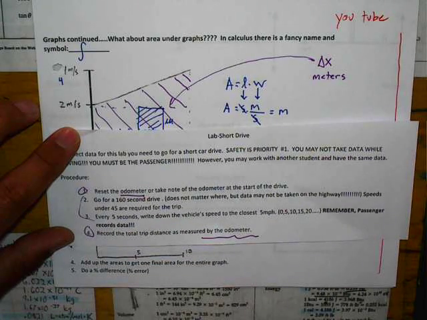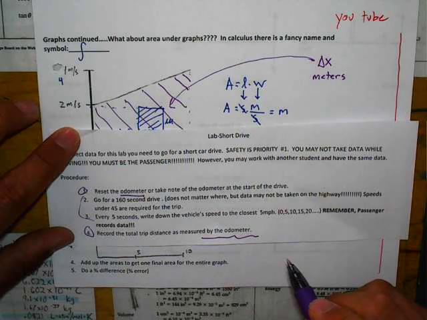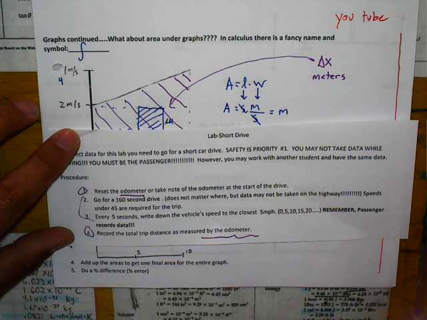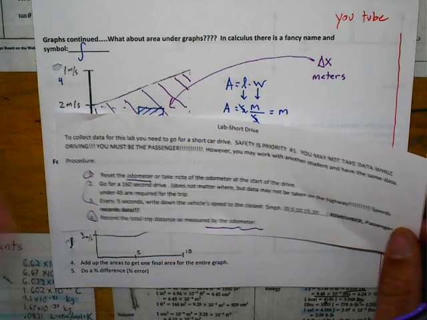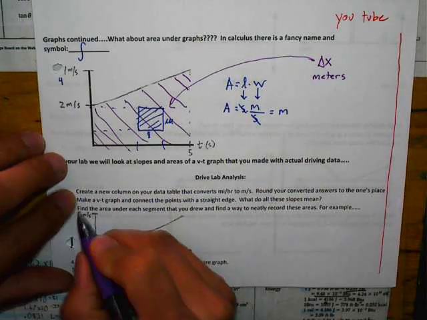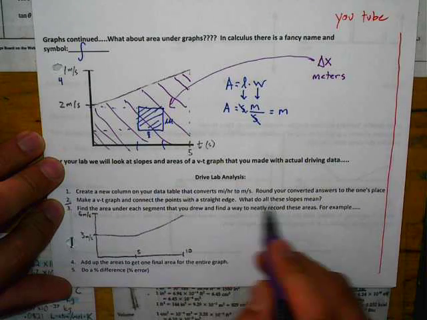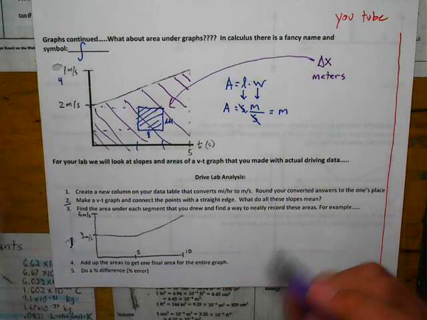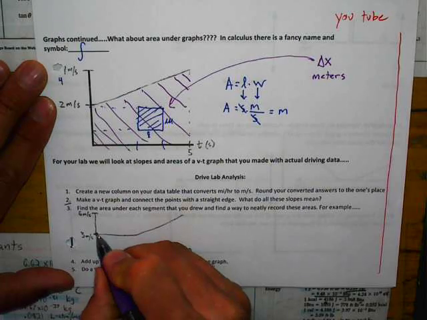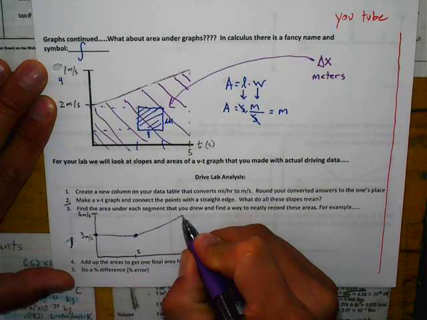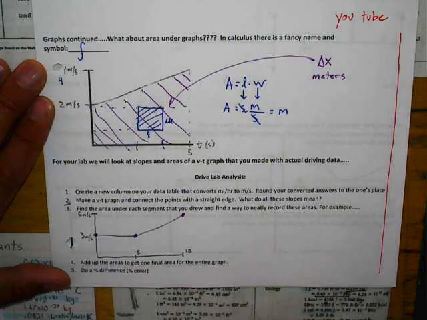I already showed you how to convert from miles per hour to meters per second. You've got some data lists, and you've graphed your data. So we made our graph, a VT graph, and connected the points with the straight edge. This time we are going to actually connect the dots, which we don't do very often, but we've got these different points. Here's a sample graph.